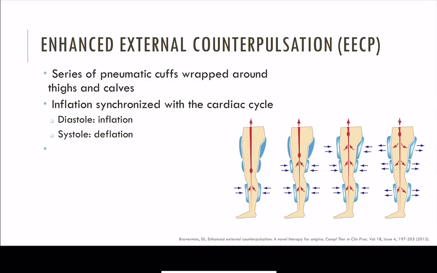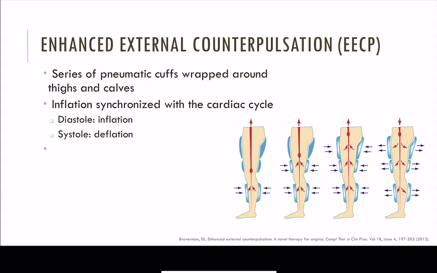So EECP is a pretty cool intervention. They put a series of pneumatic cuffs around the thighs and calves. And the goal is that this is a non-invasive method for raising diastolic blood pressure. So when you increase diastolic blood pressure, you can increase coronary blood flow by 20 to 40%.